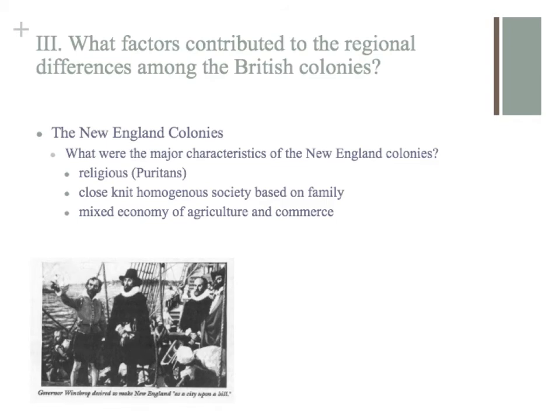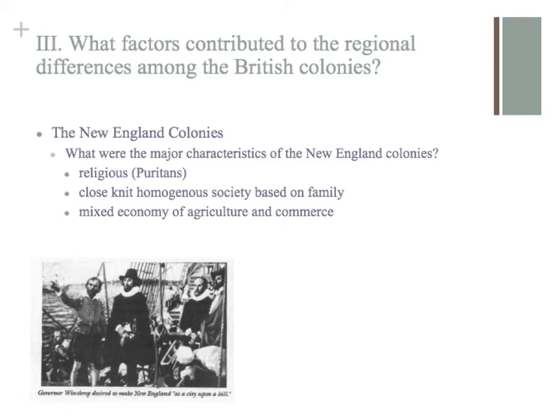So, question 3 under the key concept 2.1 is what factors contributed to the regional differences among the British colonies? Now, you've got that chart, so there's more things on it than that. You need to know all these, but these are kind of the highlights of it. The first one we'll look at are the New England colonies. What were the major characteristics of the New England colonies?